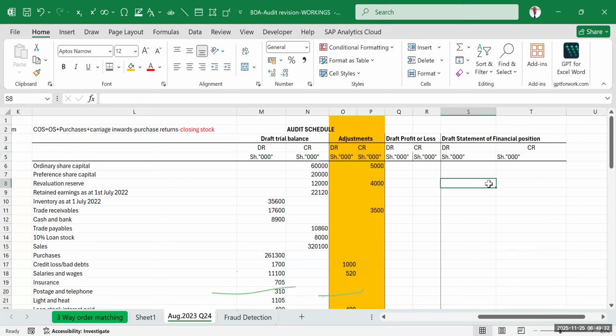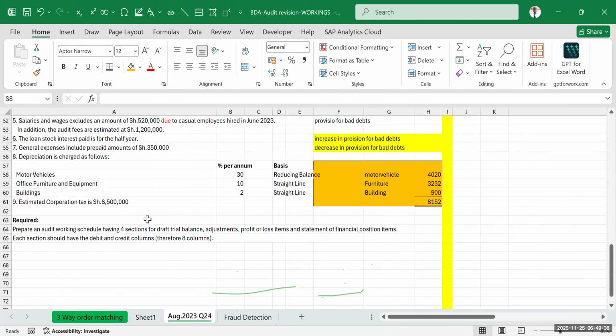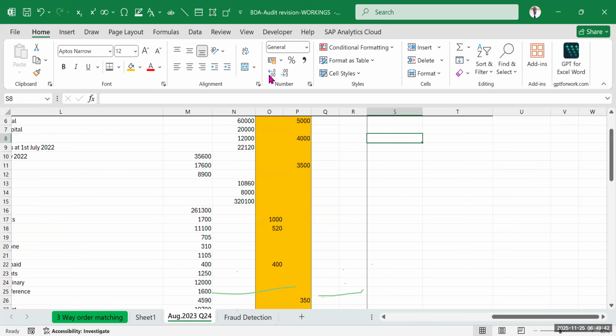So let's now transfer the postings. Now we are not going to check on the question or any of these additional informations. We are done with all of them. We just focus here and do the postings. We are just transferring and posting, transferring and posting.